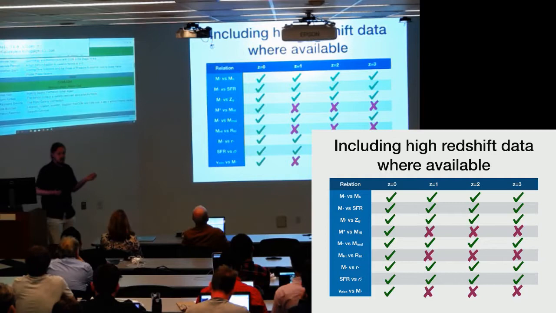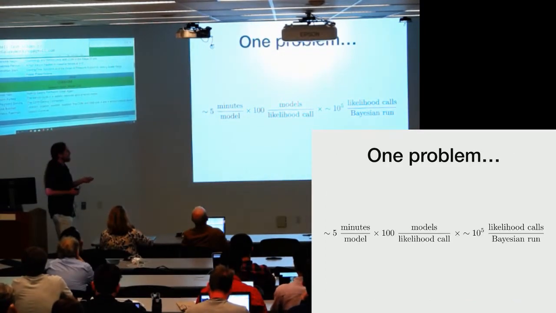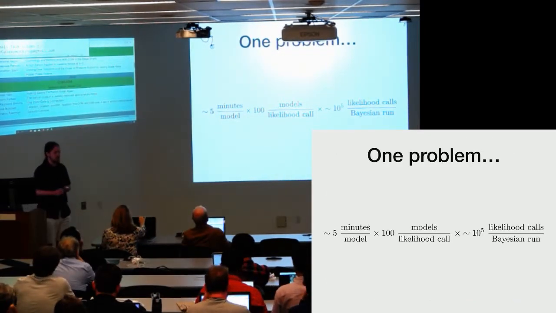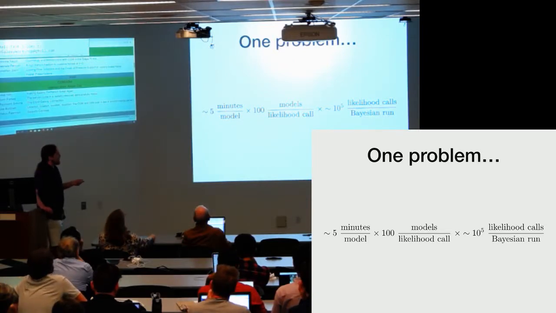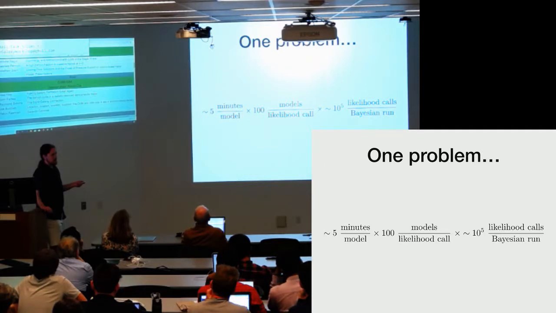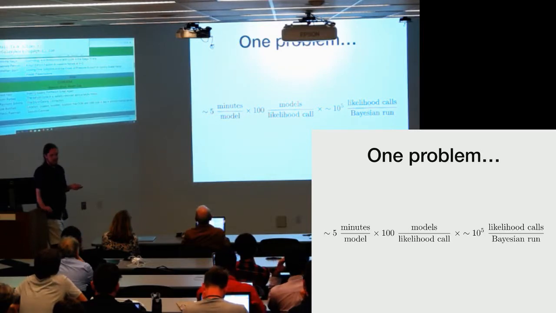So this is great. One problem: Bayesian computations are pretty expensive. You have to run the model a large number of times. And because I'm fitting scaling relations, I need to run the model a large number of times for each single set of parameters. The model takes 5 minutes, so it's cheap, but not that cheap. So this works out to millions of CPU hours, which is doable, but you don't really want to do it.